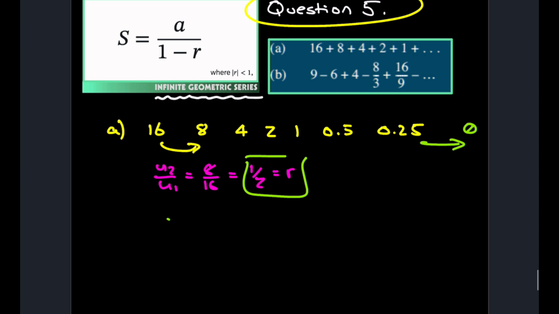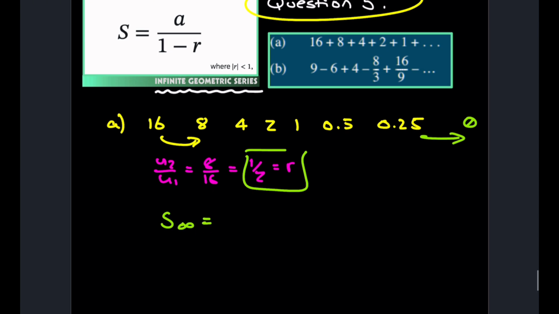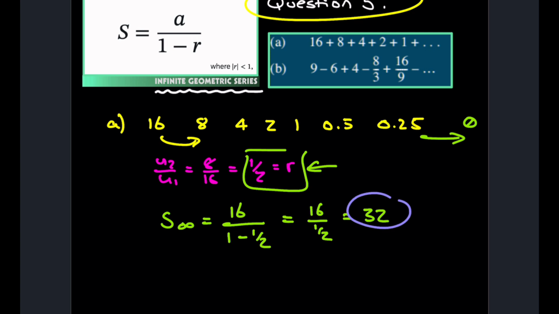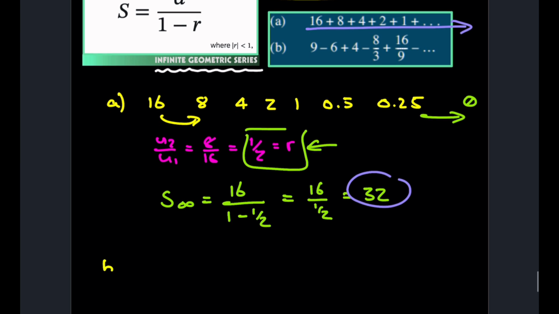So we're going to say the sum to infinity, or the sum of the entire sequence, is just simply the first term, which is 16, over 1 minus a half. Remember, that's the r value, and that is going to be 16 over a half, which is 32. So very quickly we can see that the sum of all the terms of this geometric sequence are going to add up to 32. So let's go ahead and look at B now.